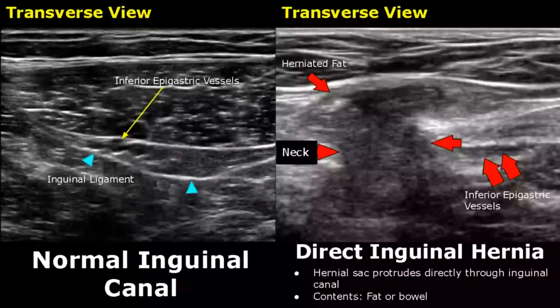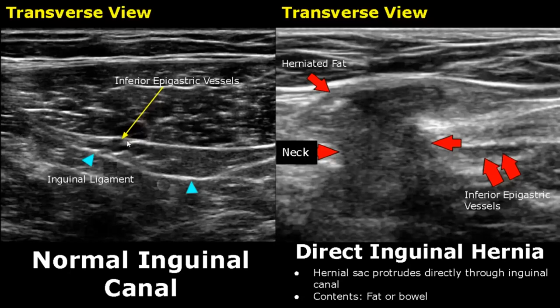Here we have a normal inguinal canal image in transverse view. These three vessels are inferior epigastric vessels. These three vessels can be used as a landmark to locate the inguinal canal. This is the inguinal ligament.